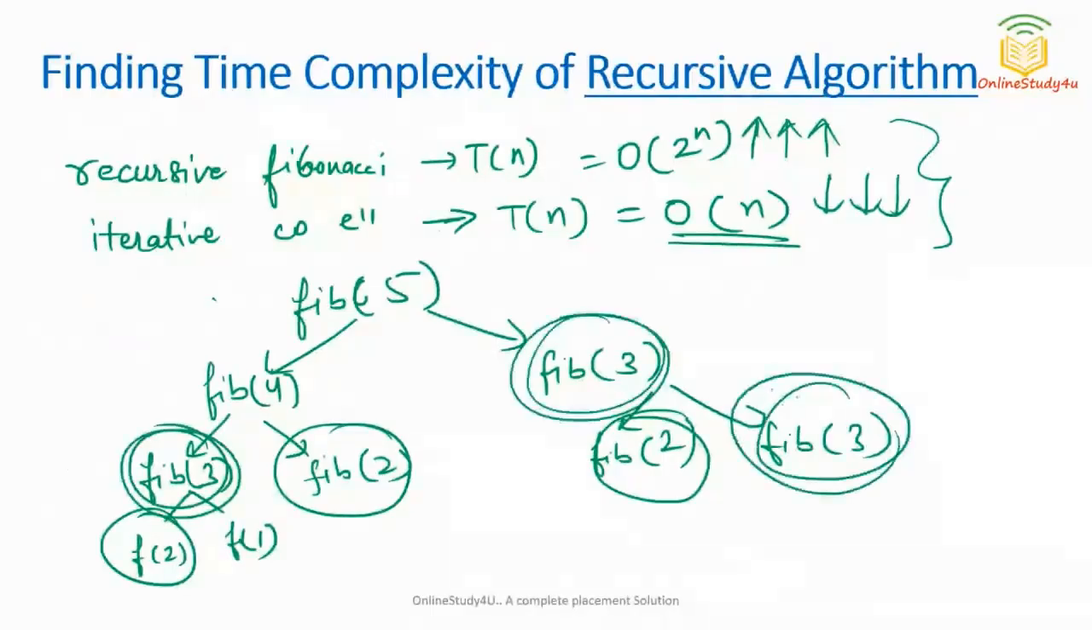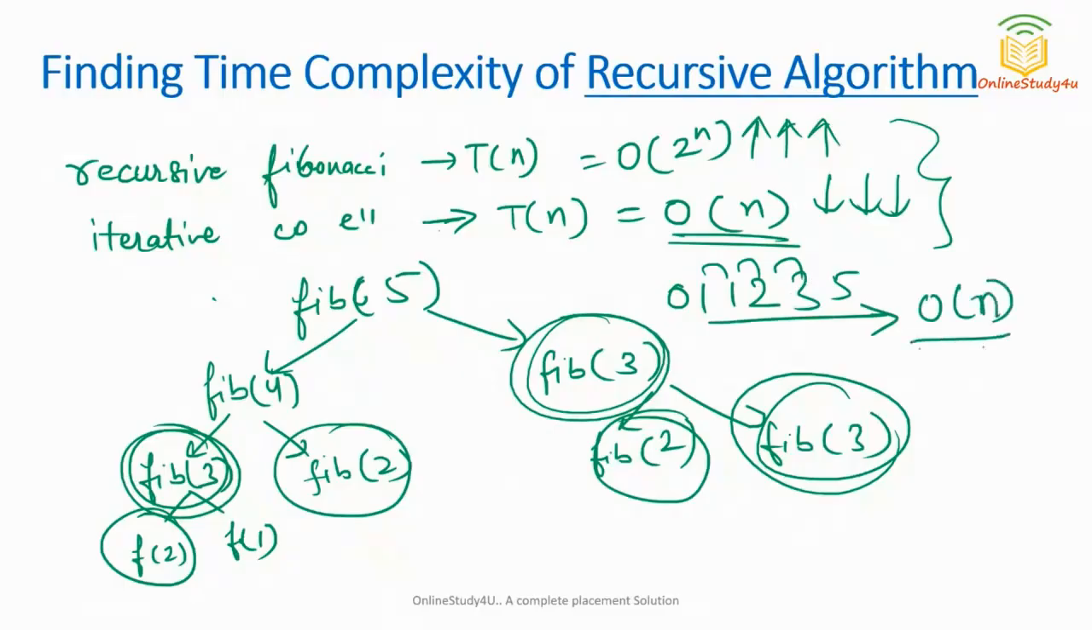So this repetition increases the time taken for the recursive approach. But in iteration, we are just calculating. Suppose we have 0, 1, we add up, we get 1. We add the last 2 digits, we get the next digit. We add the last 2 digits, we get the next digit. Then we get 5. So this is the iterative approach. That's why it is taking big O of n.